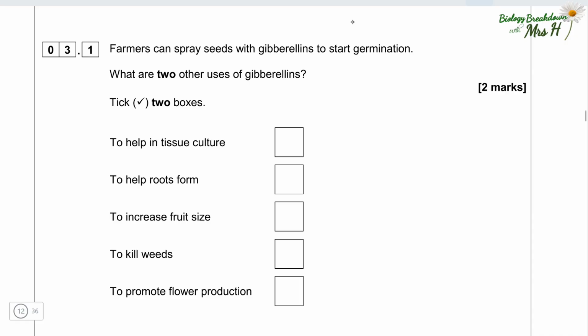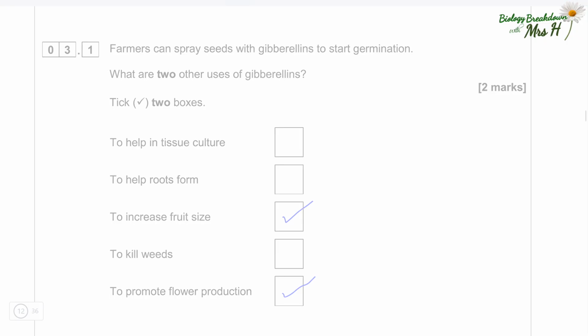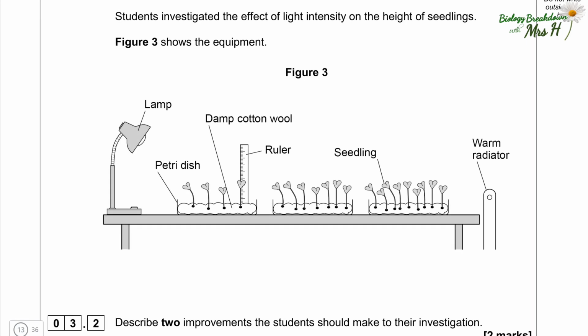Is it going to help in tissue culture? No. To help roots to form? No. To increase fruit size? Yes. To kill weeds? No. To promote flower production? Yes.